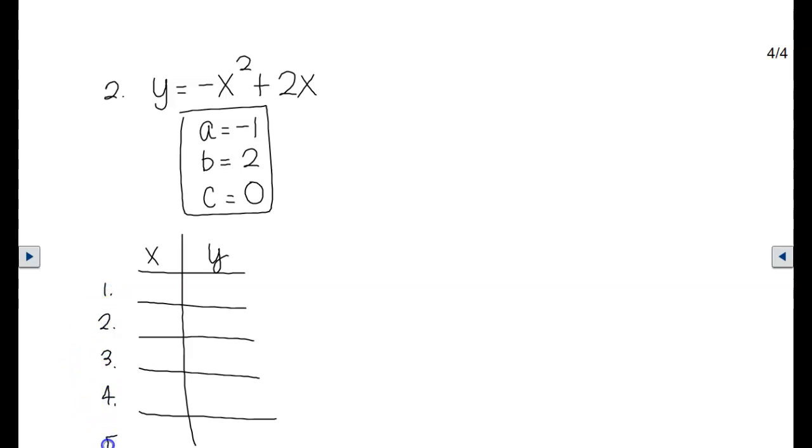So we want 5 points in our table. This one is going to be the vertex. We are going to start by figuring out what x is for that vertex, and we're going to do that with our formula, the opposite of b over 2 times a. So notice, b is 2, so the opposite of b would be a -2. And then that's going to be over 2 times a, which would be 2 times a -1.